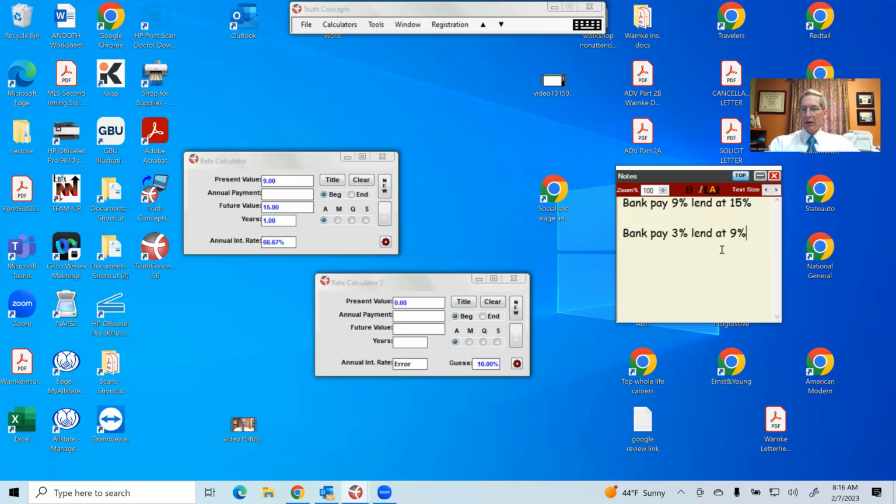Now, you might look at that, as most people would, using just common sense, and say, well, that's the same difference. It's still a 6% spread. But is it still a 66.67% rate of return? Let's do the math. You put $100 with the bank, and they paid you $3. At the end of 1 year, you've paid them 9. Now the bank's rate of return went to 200%.